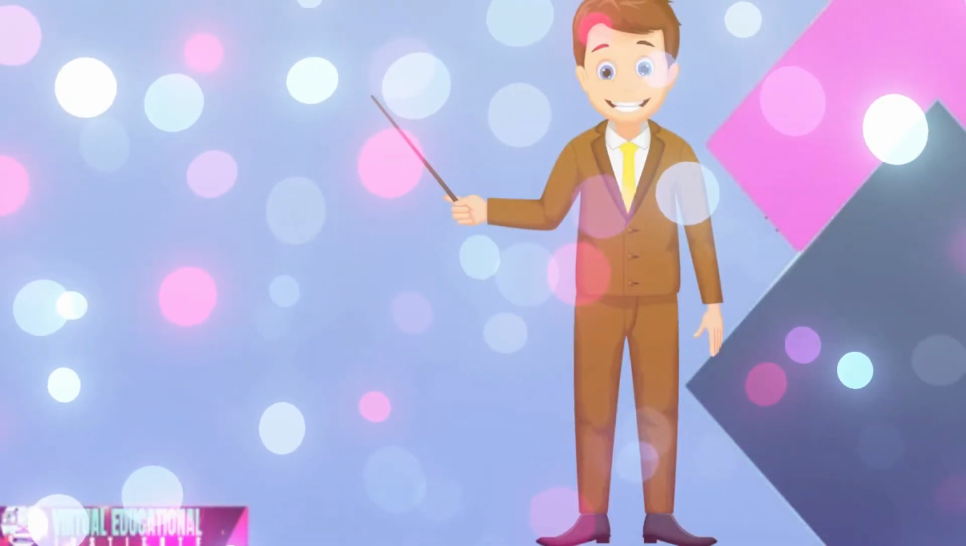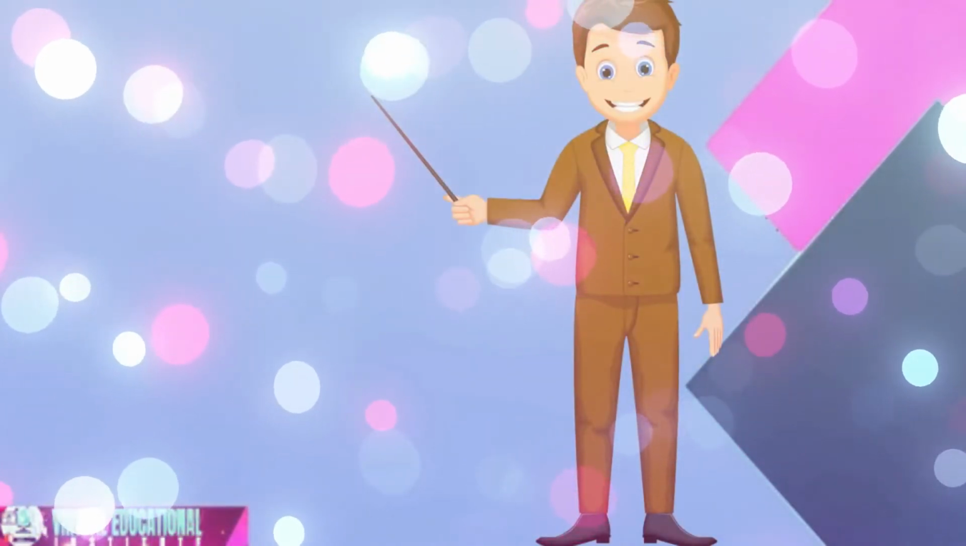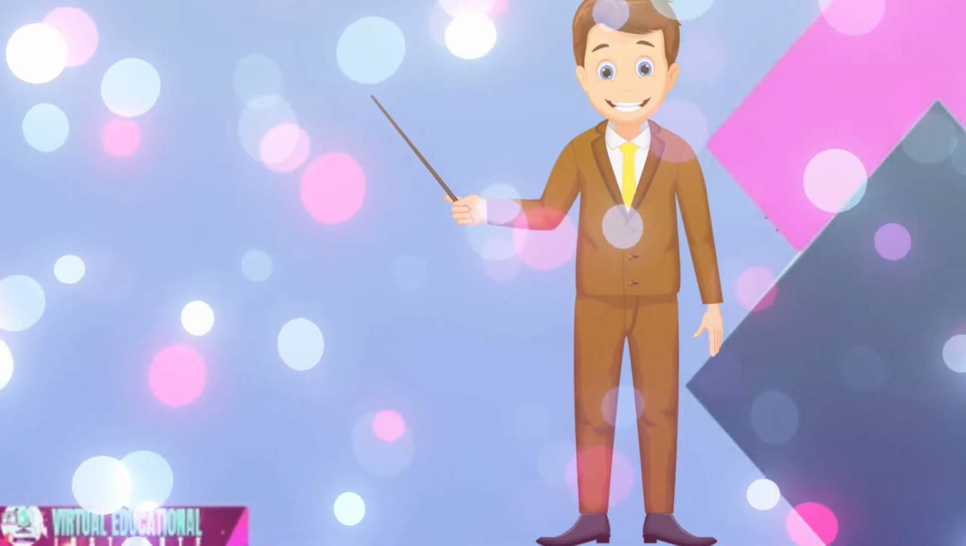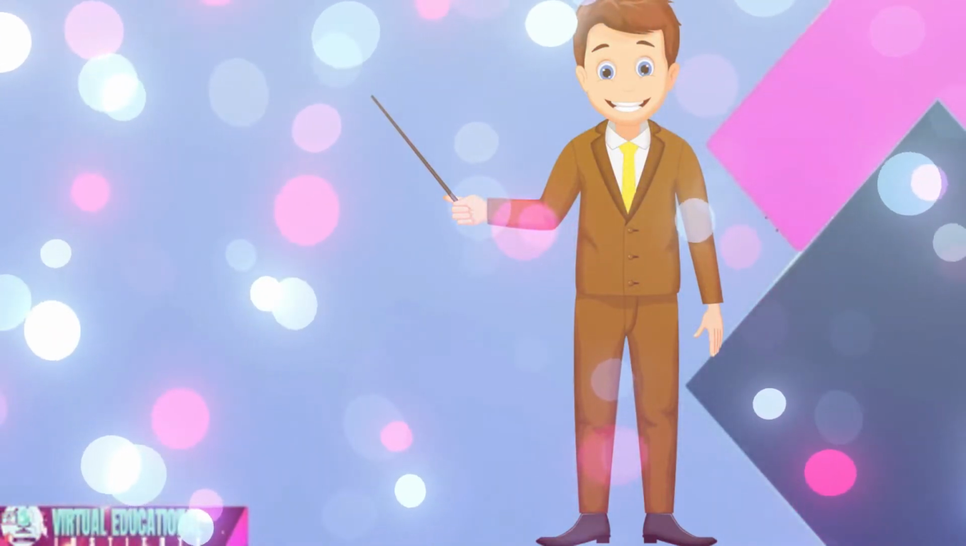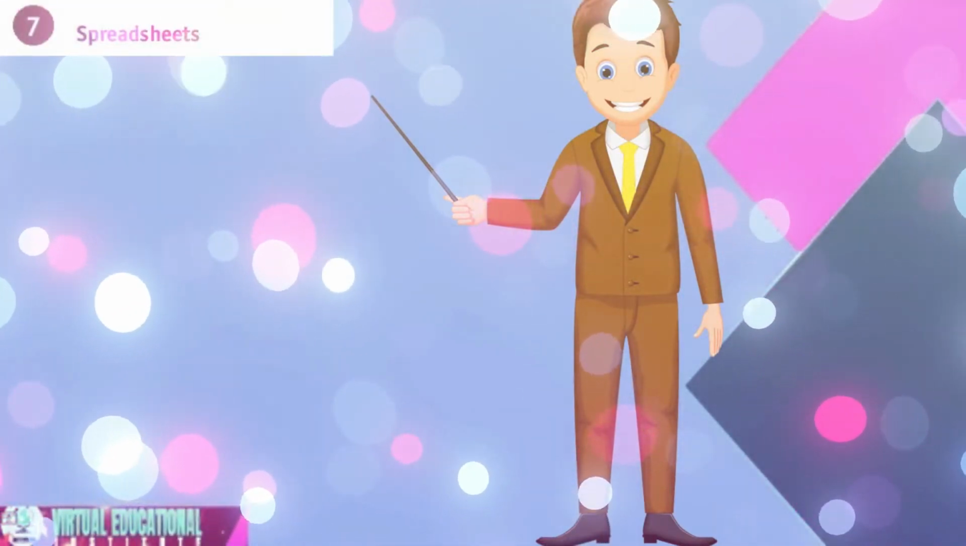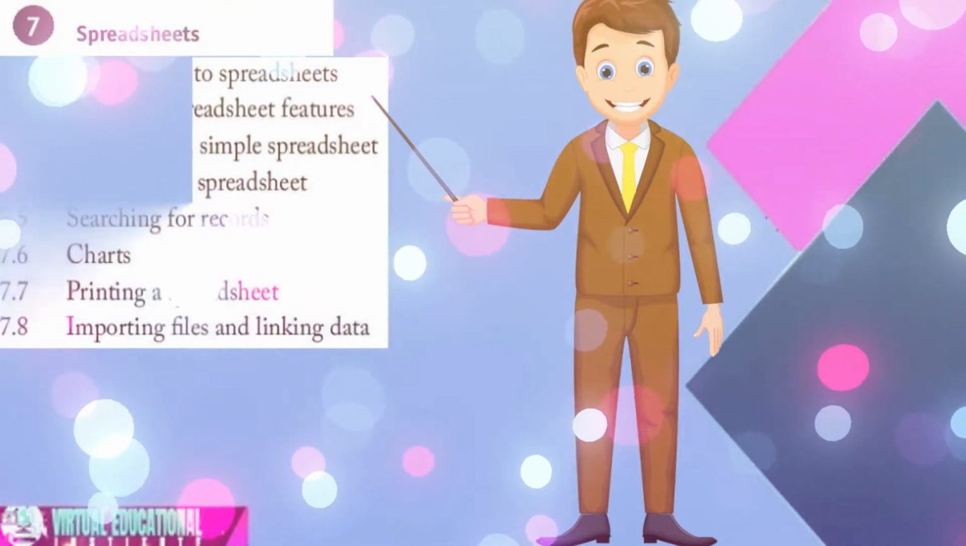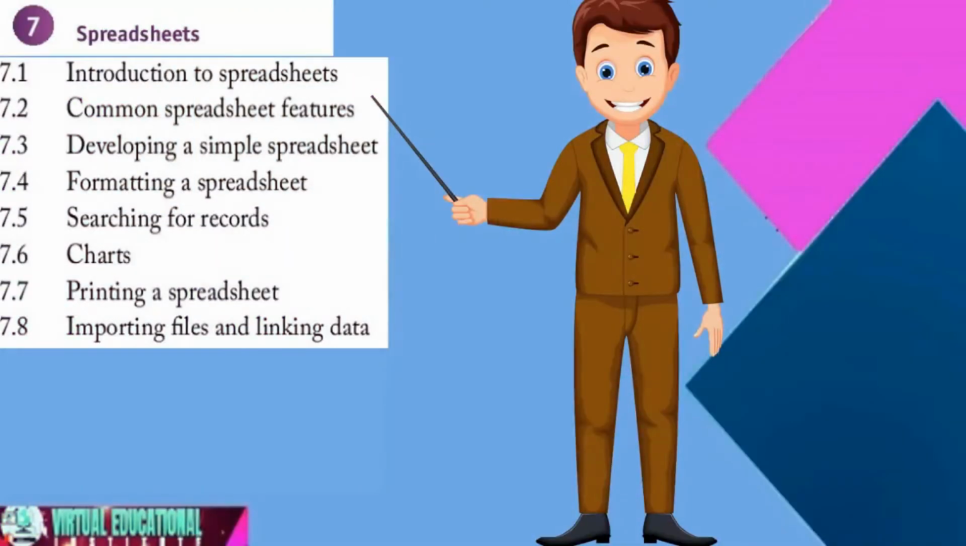In today's lesson, we continue to look at the common features of a spreadsheet. We'll be focusing on column width and row height, formula, and functions. Functions such as sum, min, max, and average. We'll also be looking at autofill and cell ranges.